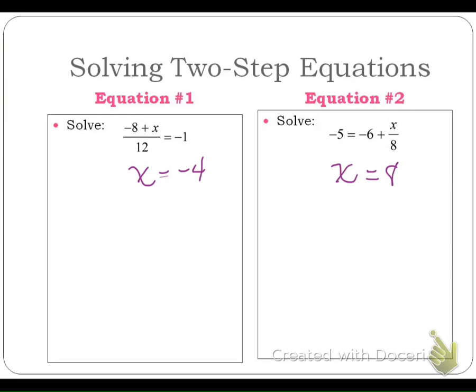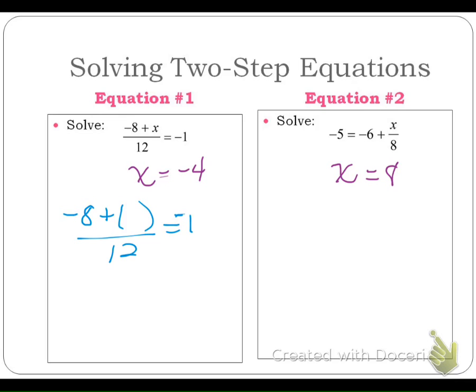Okay, I think I copied the answers down correctly. If I didn't, then I know that I'll find out here in a minute when I check. Alright, the first equation, I have -8 plus x. But I'm not going to write x. Instead, I'm going to make a set of parentheses, all over 12 is equal to -1.